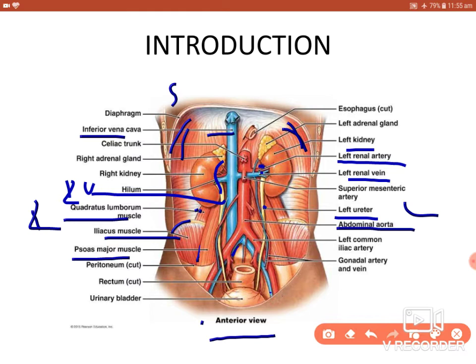The ureter is a tubulomuscular structure which extends from the hilum of the kidney towards the base of the bladder. Then it pierces the bladder wall and opens into the lateral angles of the trigone of the bladder. Its course is through the abdomen, then it crosses the pelvic brim and goes into the pelvic cavity.